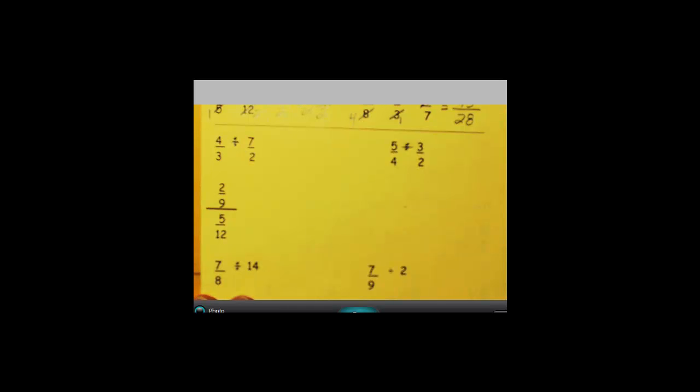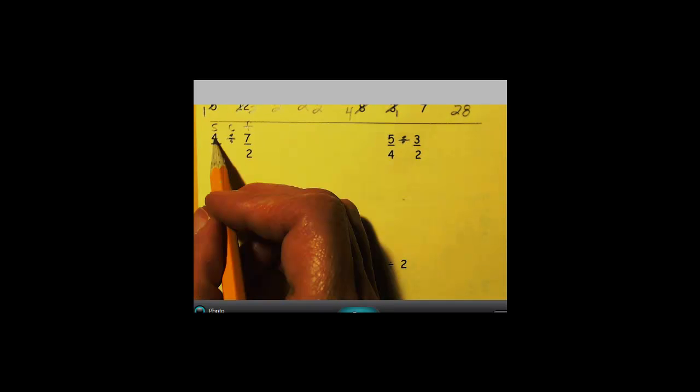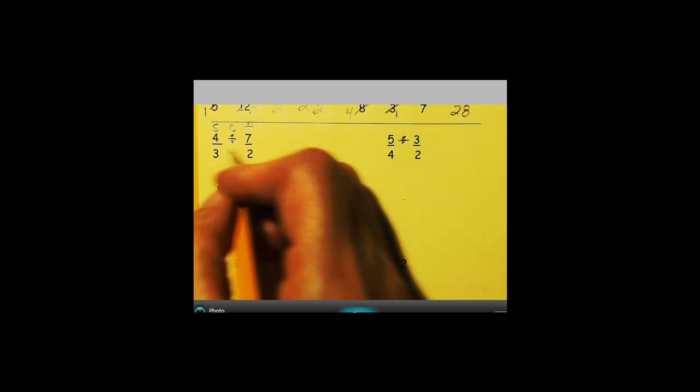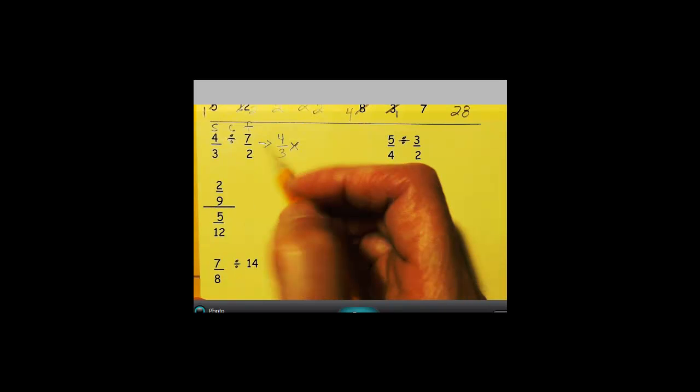I'm going to leave my first fraction as is. So I'll have 4/3. The change, we're going to change our sign from division to multiplication. And then we're going to flip the second fraction to make that 2/7. Okay, in other words, the problem dividing 4/3 by 7/2 is equivalent to multiplying it by 2/7.